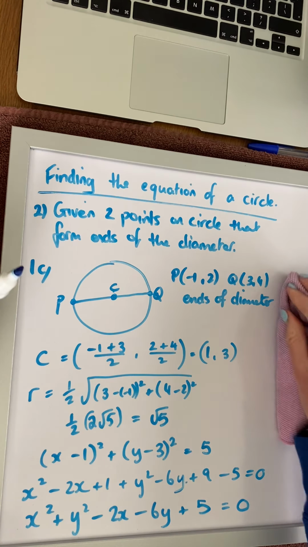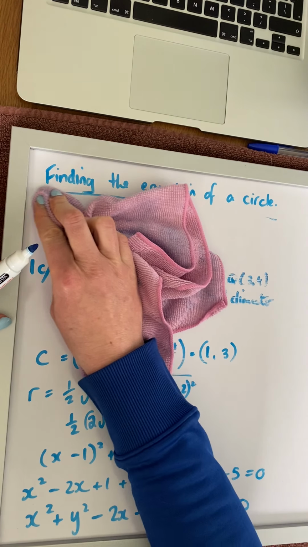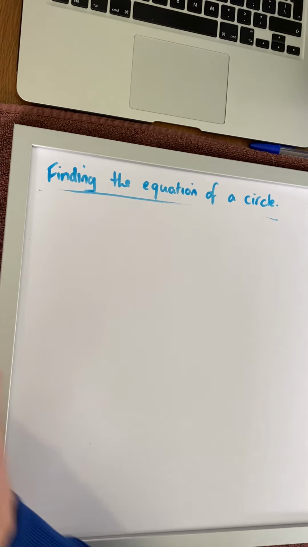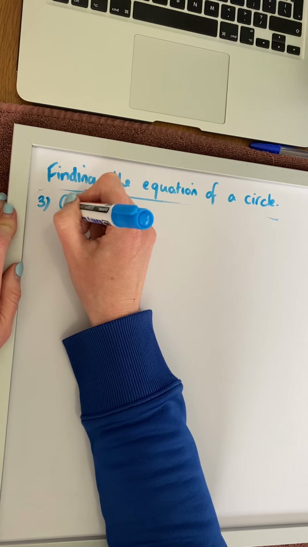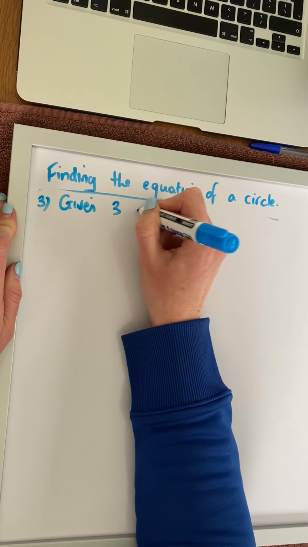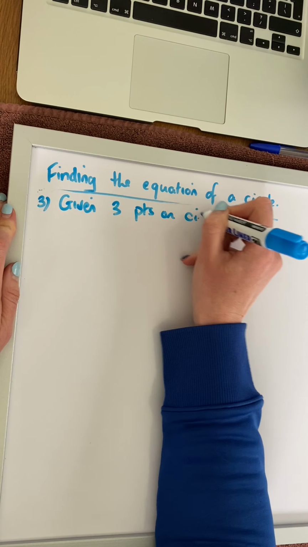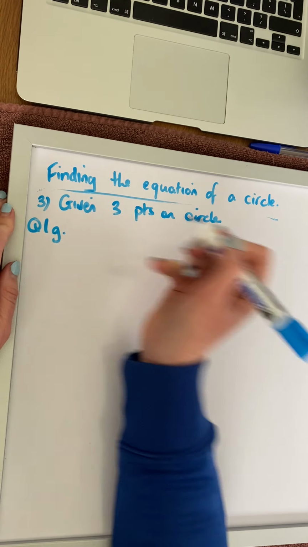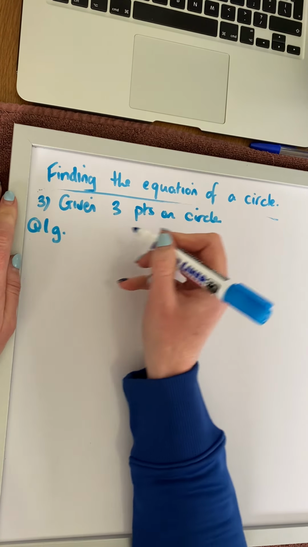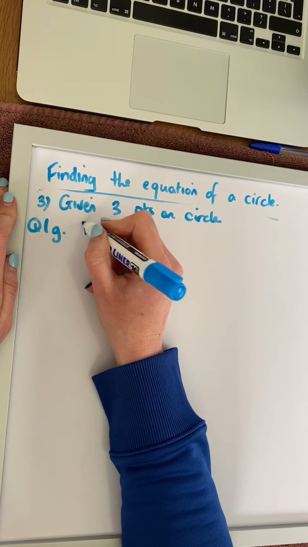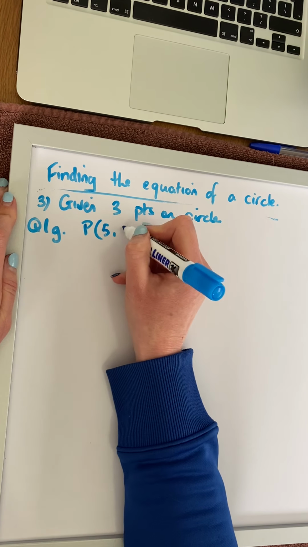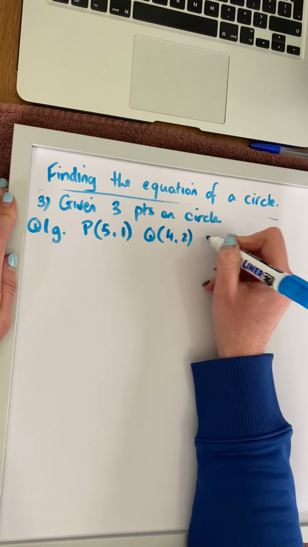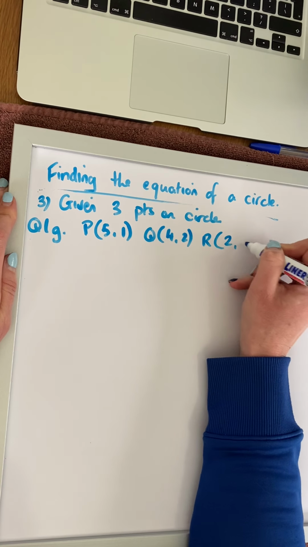The third scenario that we're going to look at in this video is where we are given 3 points on the circle. So the question we're going to look at for this one is question 1 part G. In question 1 part G, we're told that we're dealing with a circle which passes through the following points. It passes through the point P, which is the point 5, 1, the point Q, which is the point 4, 2, and the point R, which is the point 2, minus 2.